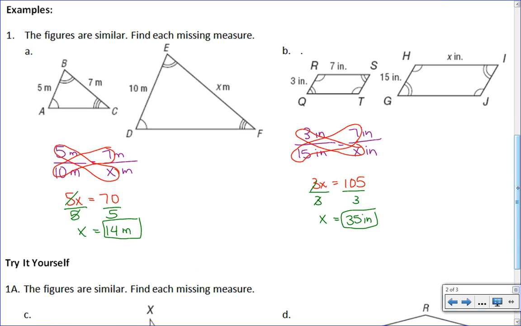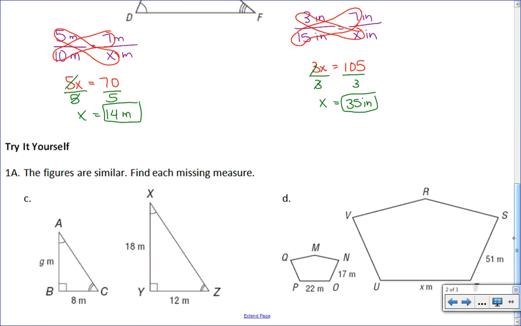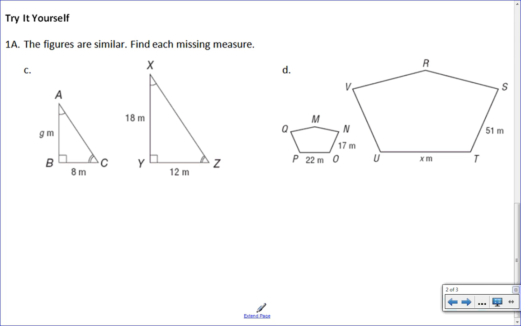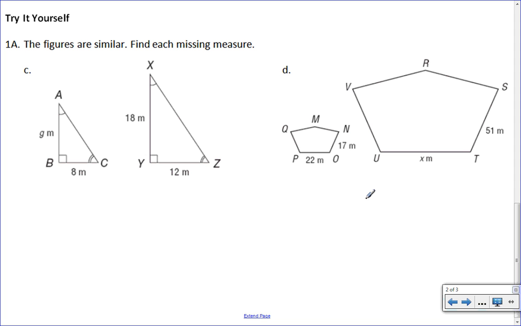Okay, so just below this, there are two try-it-yourself problems. So go ahead and pause the video, work through those two problems. You're just finding the missing measure. And then when you're ready to check your answer, go ahead and hit play again to see if you got it right. Okay, for the first one, you should be getting that G is equal to 12 meters. And for the second one, X is equal to 66 meters.